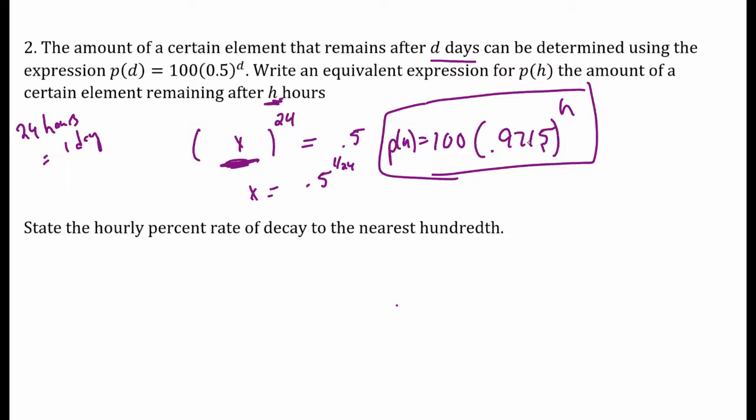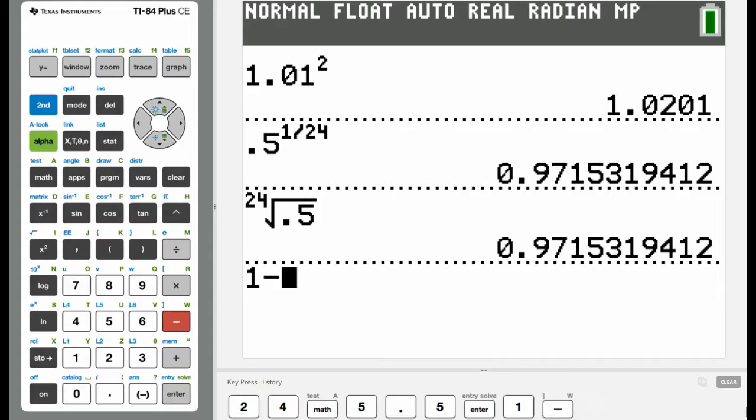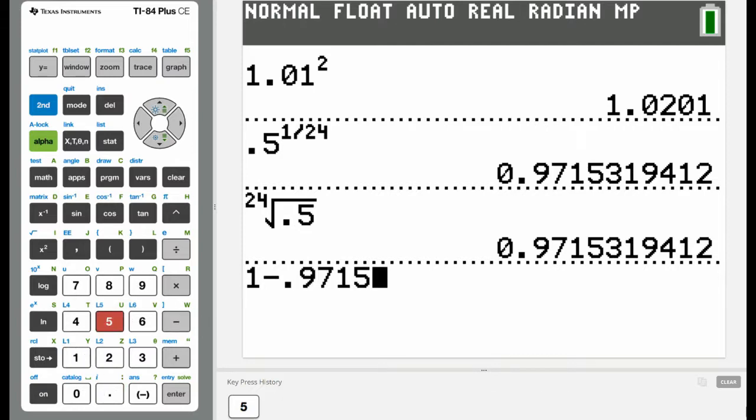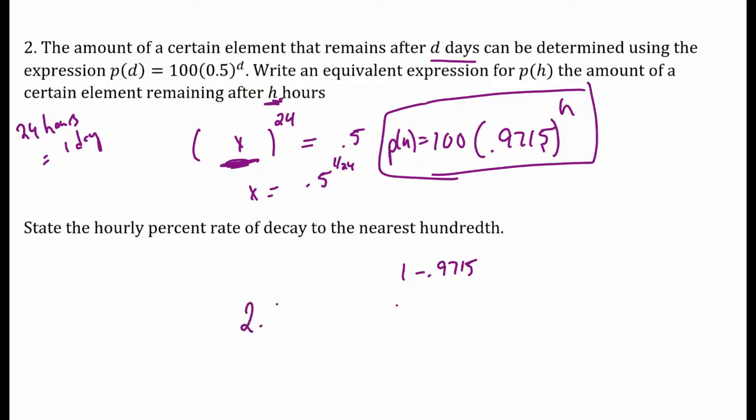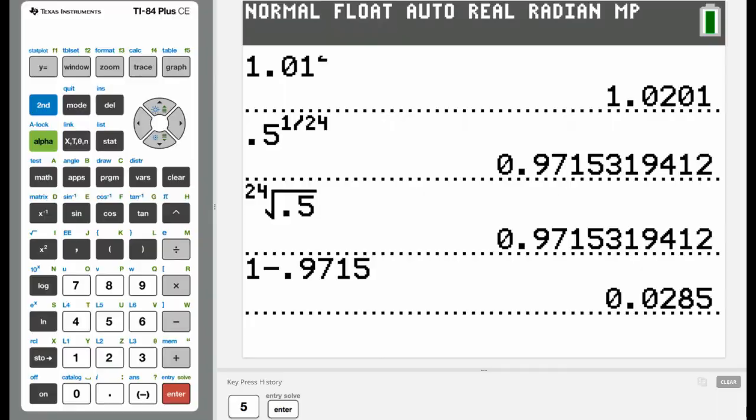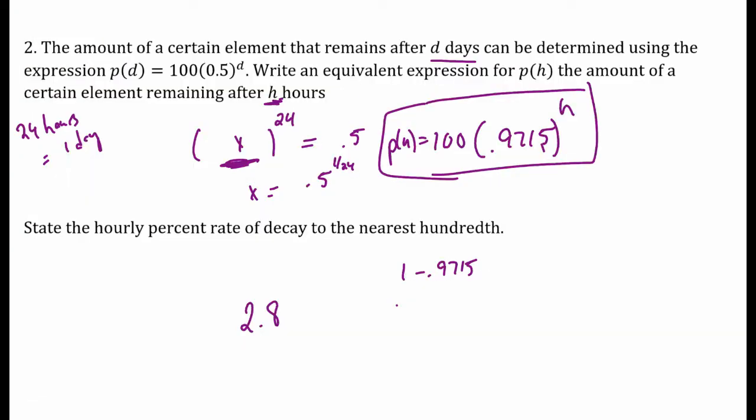Well, this is the subtraction problem where I do 1 minus 0.9715. I want to know how much I lost. So how much did I lose here? 1 minus 0.9715. I lose about 2.85%. I lose about 2.85%, because I'm keeping 97.15%. So how could I check this? How could I check that this worked?